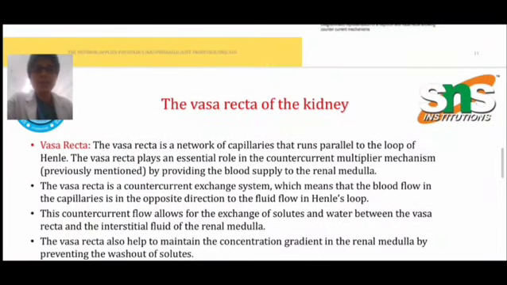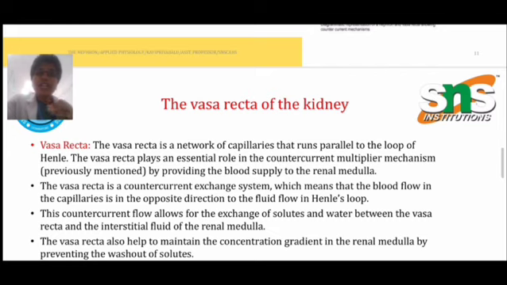The vasa recta is a network of capillaries that runs parallel to the loop of Henle. It plays many essential roles in the countercurrent multiplier system, providing blood supply to the renal medulla. The vasa recta works as a countercurrent exchange system, which means the blood flow in the capillaries is in the opposite direction to the fluid in Henle's loop.